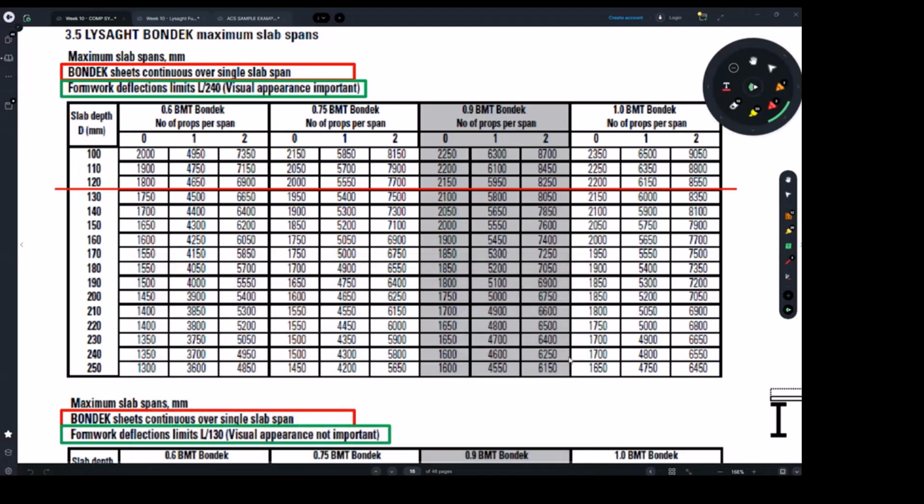I'll come back to that comment, but let me talk about this. Your slab is 200 thick. The span is 3,100. Which bonding type will you be able to use and how many props do you need from it? Any answer?